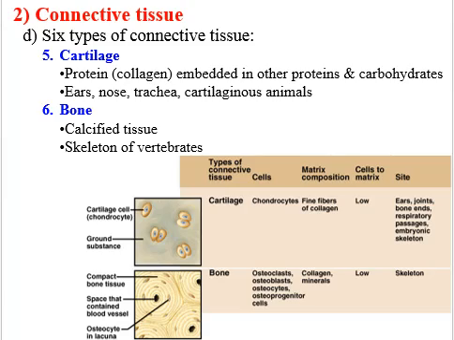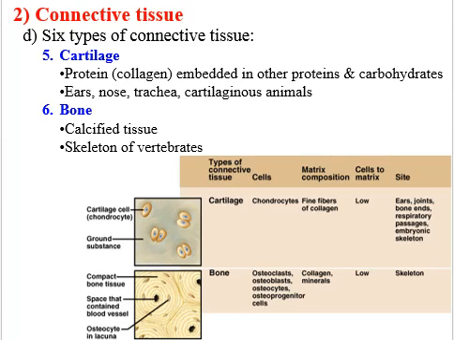One is cartilage, where the protein is collagen, and there's other proteins, there's other carbohydrates as well. It's a pretty dense type of connective tissue. There's these special types of cells that are embedded in the matrix. It's flexible, though. It's not rigid like bone.